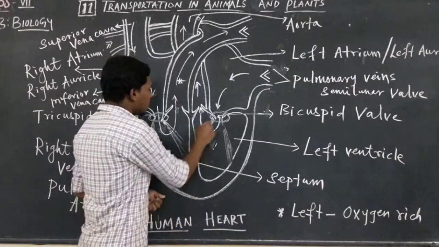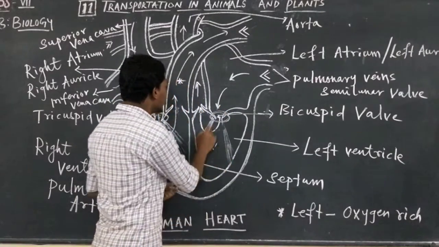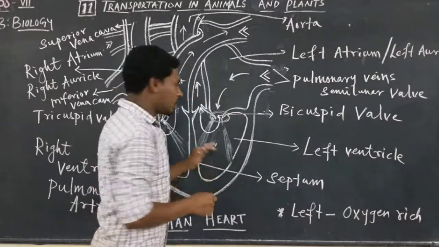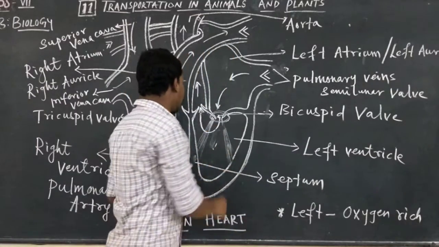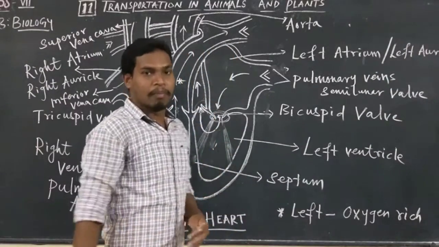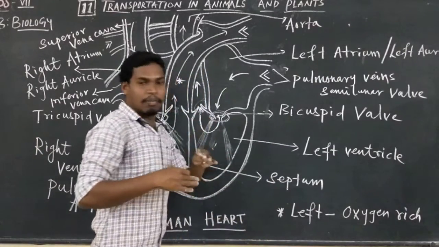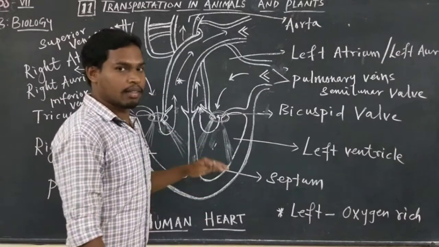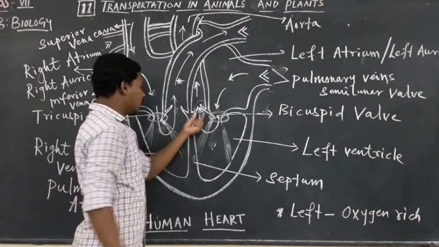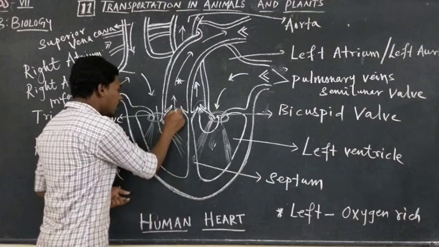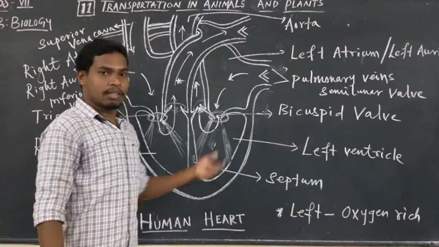There is also a chance that when the blood goes from the left ventricle to the aorta, the blood may come back. So to check the backflow of the blood, we can see a semilunar valve is present. It closes and will not let the blood come back in the same direction. Here also is a semilunar valve, which checks the backflow of the blood.